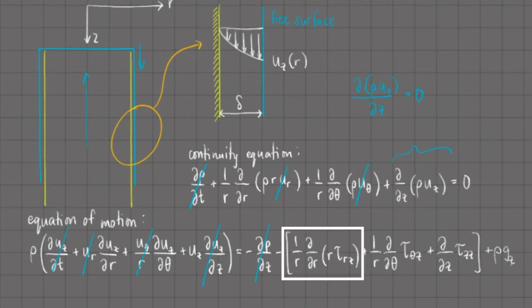Okay? The next term we shall retain because this pertains to the variation of the shear stress acting on the z direction varying on the r direction. So that stays because that is the main source of shear stress in our system. The next term is 0 because our shear stress does not vary on the rotational direction. It only varies on the radial direction. Okay? And that's also true for the next term. This is also 0 because our shear stress is not varying on the z direction.